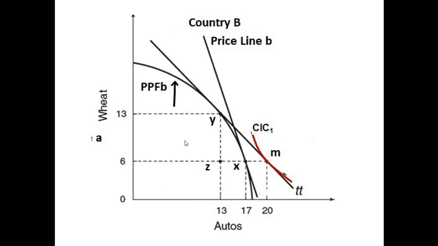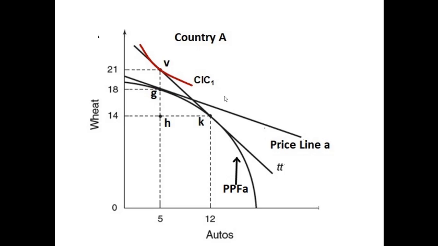For country B, the TT line has the same label because it is a line with the same slope, because both countries have the same relative price when they participate in trade. And the point of tangency for that is going to be point Y. So with trade, country B produces 13 autos and 13 units of wheat. It's also called the trade possibility frontier because it tells us what the options are for country A and country B if they trade from this point of production.